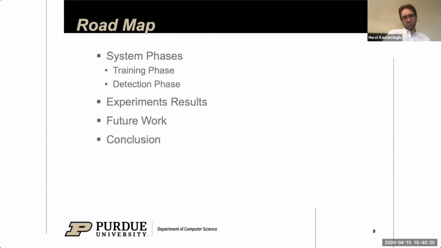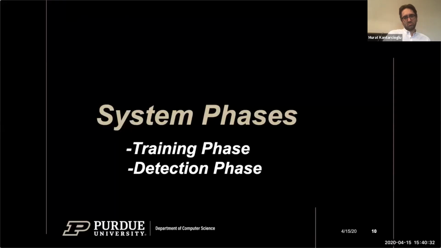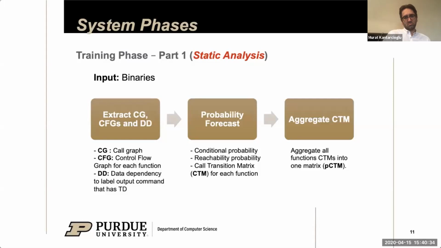Now I'll briefly explain the phases of the system, discuss the experiment's results, and outline our plans for future work. In the training phase, AD-PROM statically analyzes the application binaries, extracts the control flow graph for each function, and finds the data dependency between the statements that transfer the targeted data, which is data from the database, to the program, and output statements like the library call printf or the system call write.